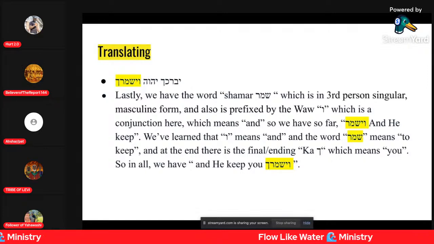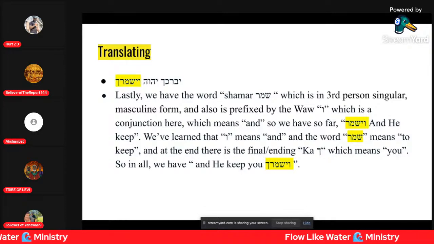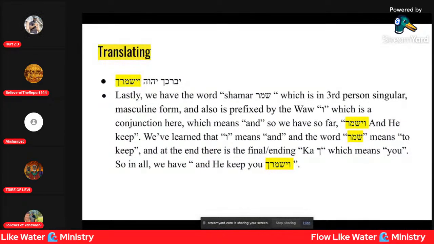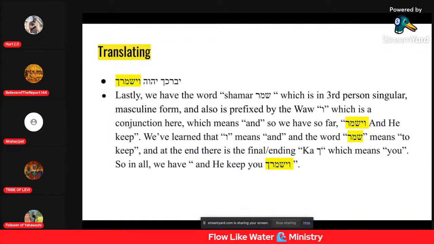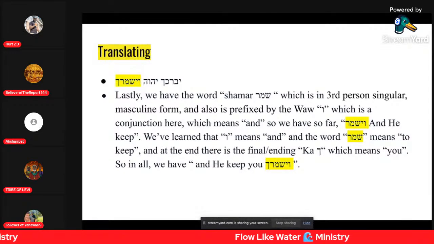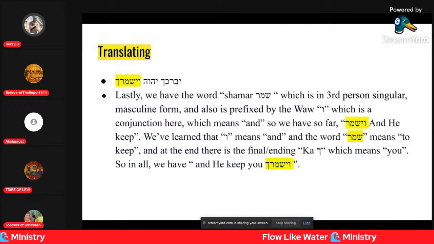Translating. Lastly, we have the word shamar, which is in third person singular, masculine form, and also is prefixed by the wa, which is a conjunction here, which means and. So we have so far, and he keep. We've learned that ya means he and the word shamar means to keep. And at the end, there's the final ending, ka, which means you. So in all, we have and he keep you.